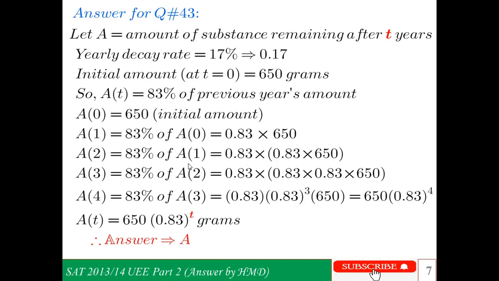So every year it is decaying, which is 17% decay. A 17% decay implies the amount of substance remaining is decreasing by the rate of 17% relative to the previous year. Generally, the answer is going to be A.